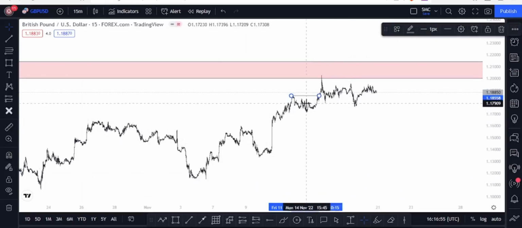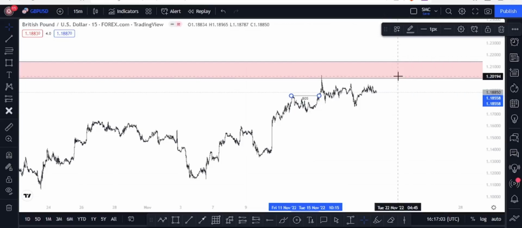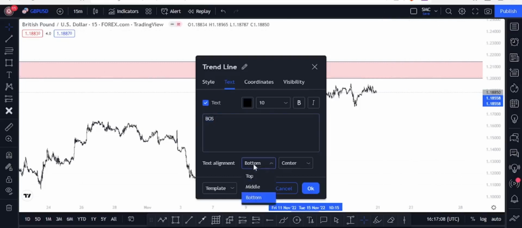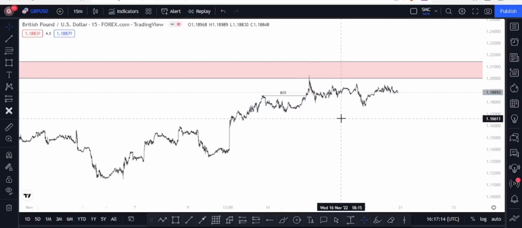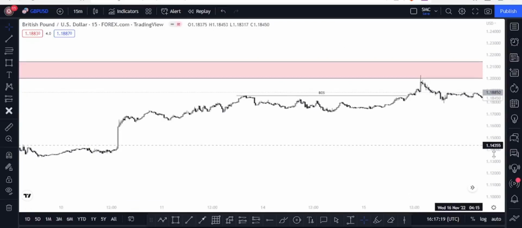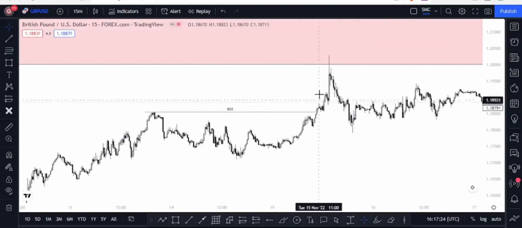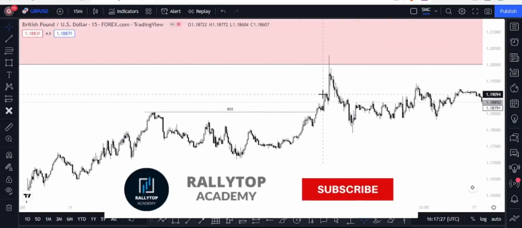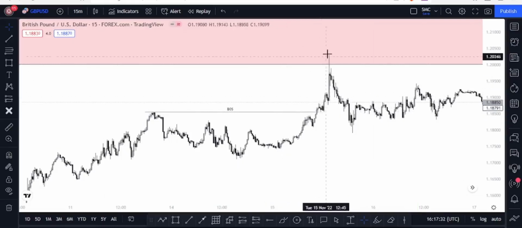So that's our break of structure, guys. Let me zoom in for you to see properly. That's our break of structure before this high. This is not a valid high, so don't even mark it at all. This is our high now. After this break of structure, this is our high.